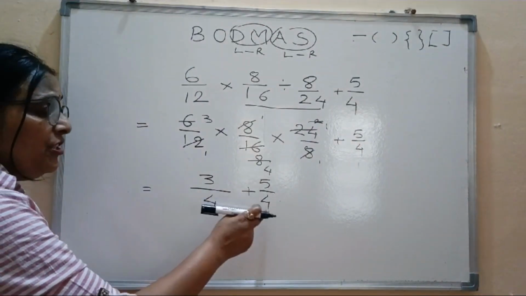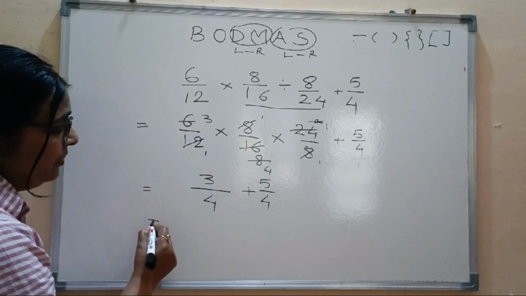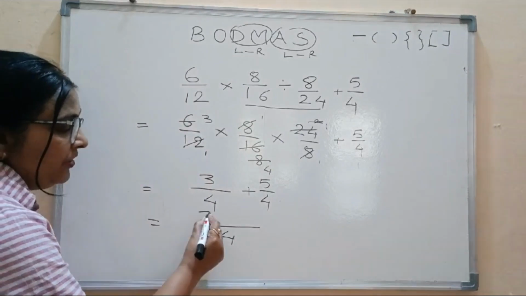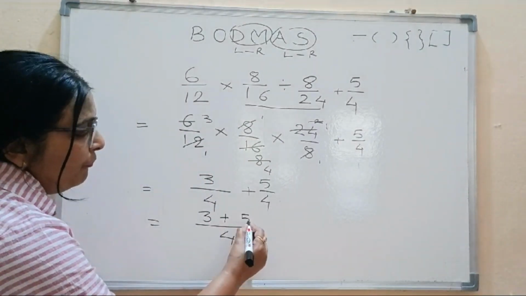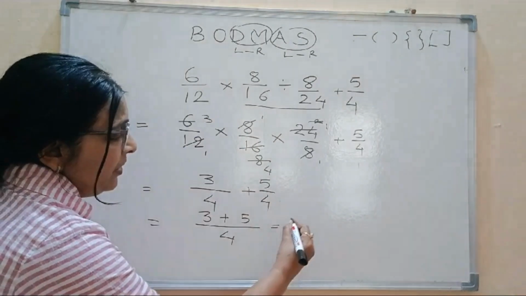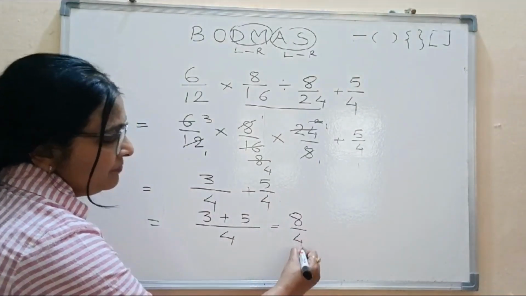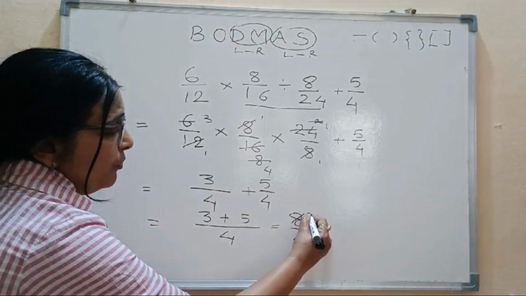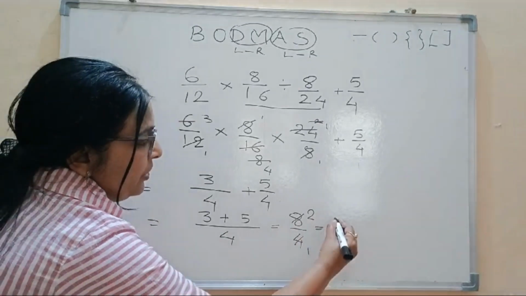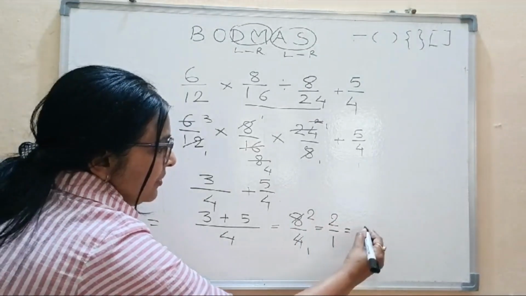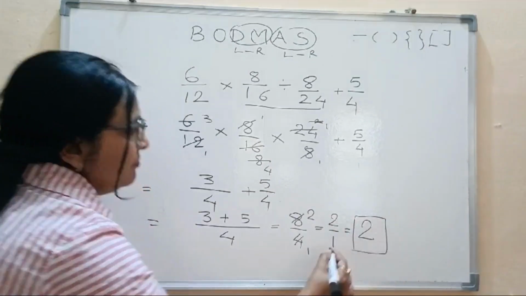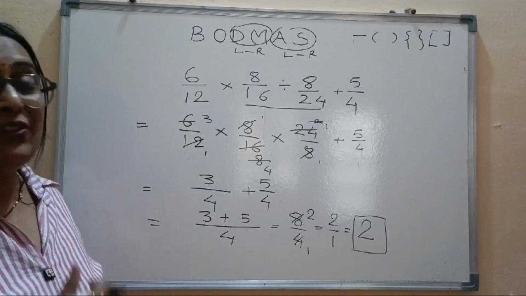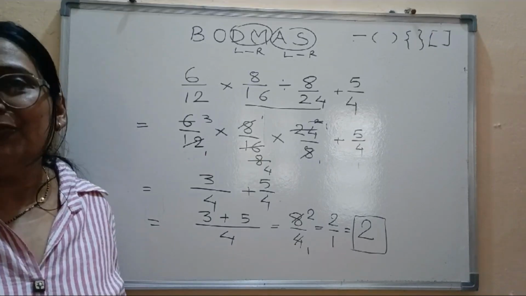Now here as the denominators are equal, what can you take? A common denominator of 4, and add the numerators, that is 3 plus 5. It becomes 8 by 4. Now reduce it. 4 ones are 4, 4 twos are 8. Your answer will be 2 by 1, which means 2. I hope you all will understand from this example how to solve using the BODMAS rule. Thank you for watching.